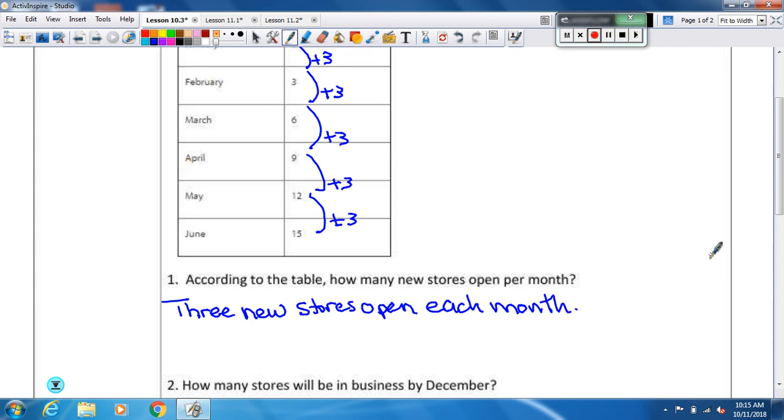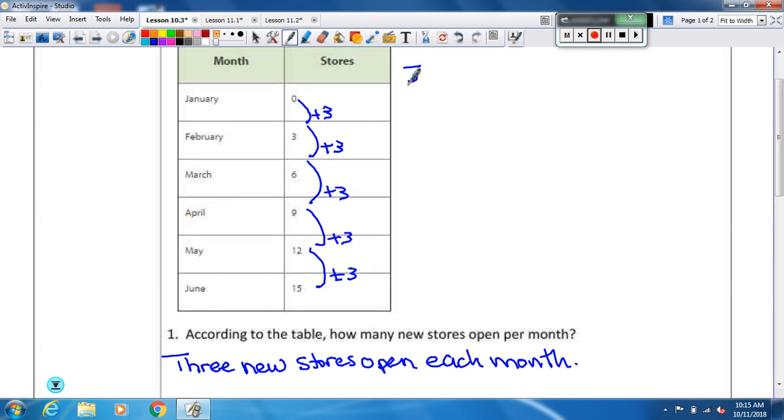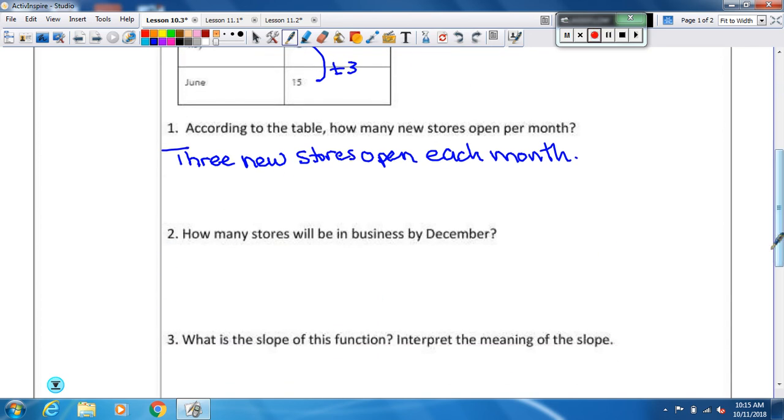How many stores will be in business by December? Well, if you continue the table, July, August, September, October, November, December, adding 3 each time, 18, 21, 24, 27, 30, 33. You have your answer, 33 stores.